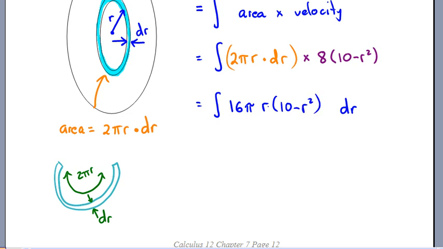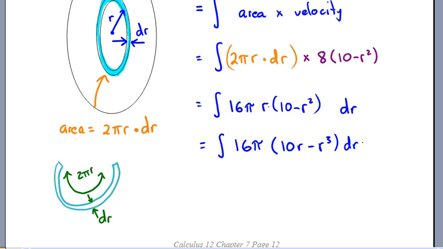Oh, I don't want to try to do any kind of product rule. That would be integration by parts. That's not fun. Let's go and package that all together. So this is going to be an integral of 16 pi. That's pretty innocent. I can slide the 16 pi right out of the integral sign. And then in here I'm going to have 10r minus r cubed dr.